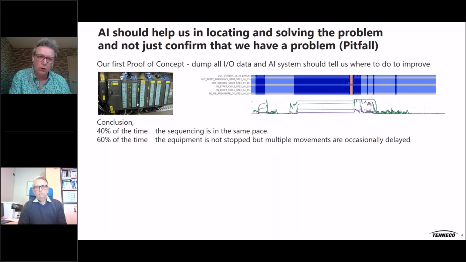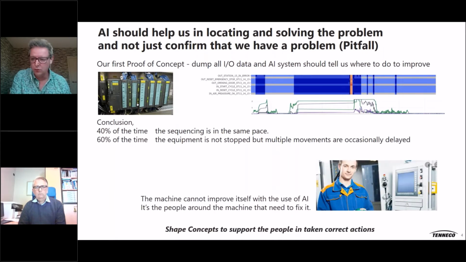And that's also where we notice that, well, the AI is helping us to show that we have an opportunity, but it did not yet help us in fixing the problem. Something that is very important to highlight is that machines, in our case, cannot fix themselves. So we still have people around the machine that need to fix it. So that was a very important lesson learned for us: if we shape an AI application, we need to shape it so that it can support the people in taking the correct actions.